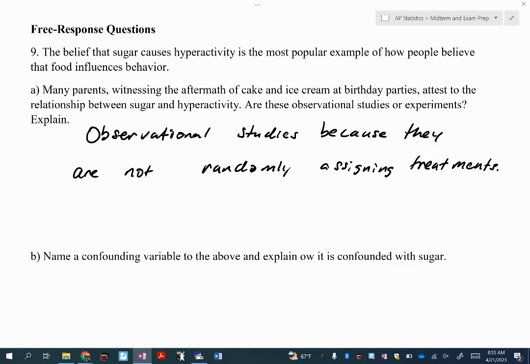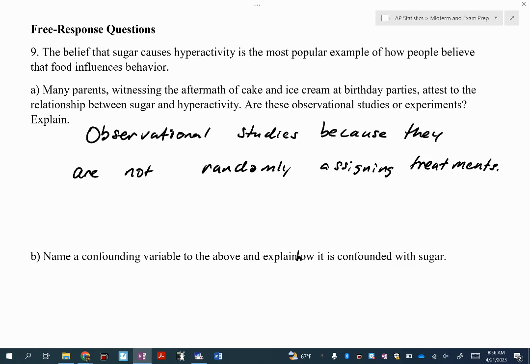Okay, let's talk a little bit about what a confounding variable is. So a confounding variable means that it's something that you have noticed is affecting your results. If you realize that you have a confounding variable in your experiment, it's very difficult to then actually use those results to make any conclusions. All right, so in this case, it says, name a confounding variable to the above and explain how it is confounded with sugar.